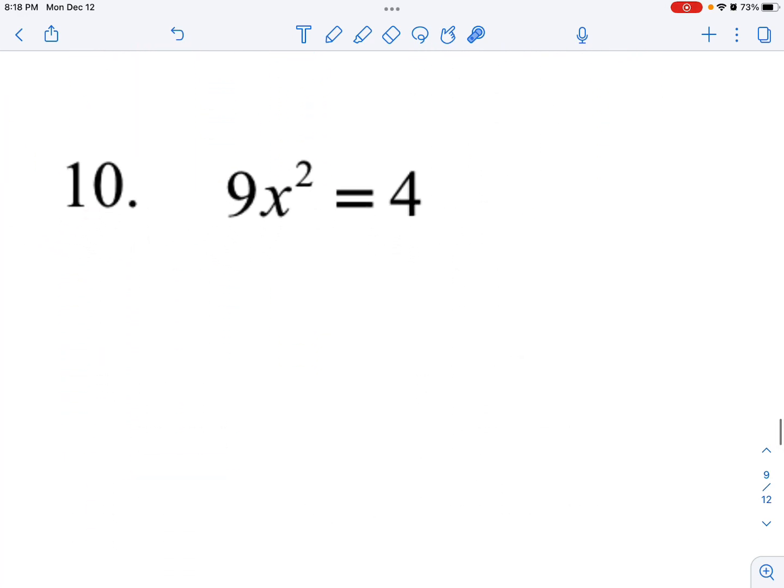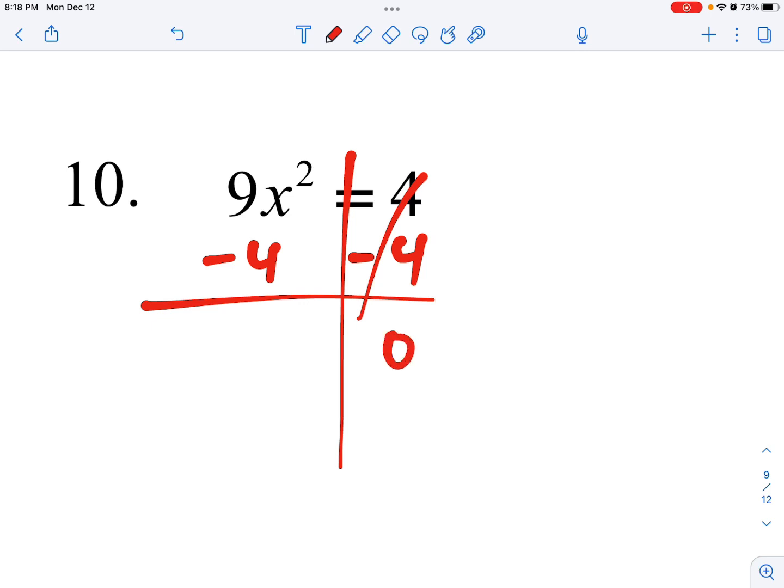Oh, I like this one. Okay, again, I don't have a 0. Dang it. So maybe I'll subtract the 4 over. So now I have 0. That's good. This has an x squared. This is just a whole number. Can't combine them.